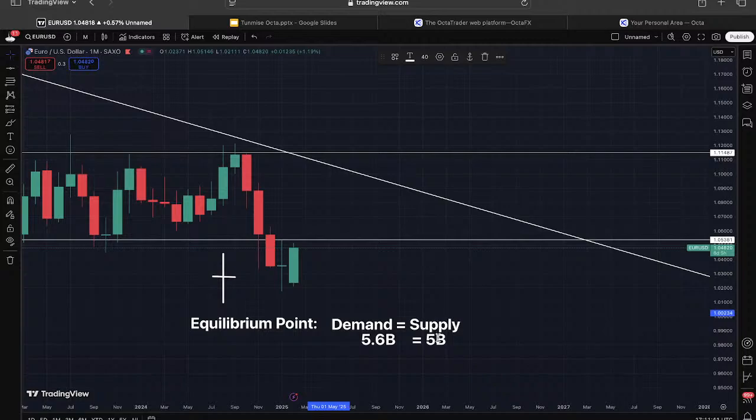And let's say this is 5.5 or 5.4, say 5.5 billion, right? So they are almost equal, right? So equilibrium point is that point where demand is equal to what? Supply. But economics believe that it is not possible.